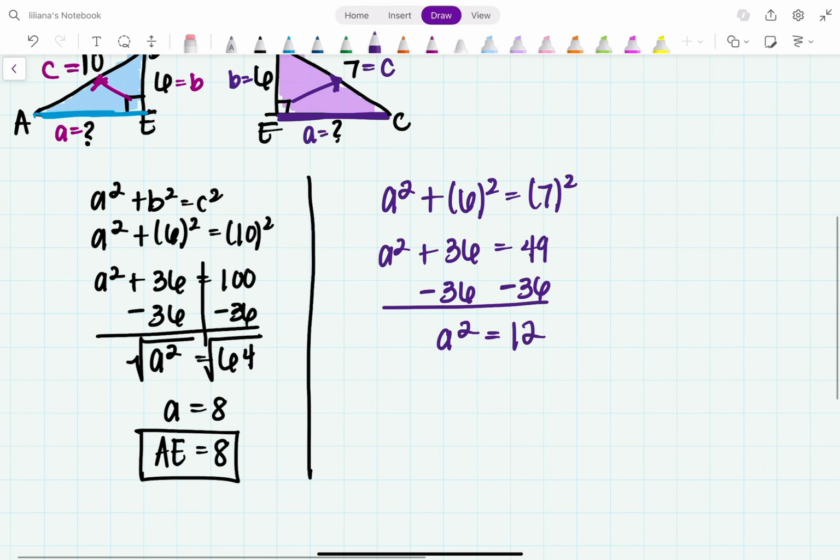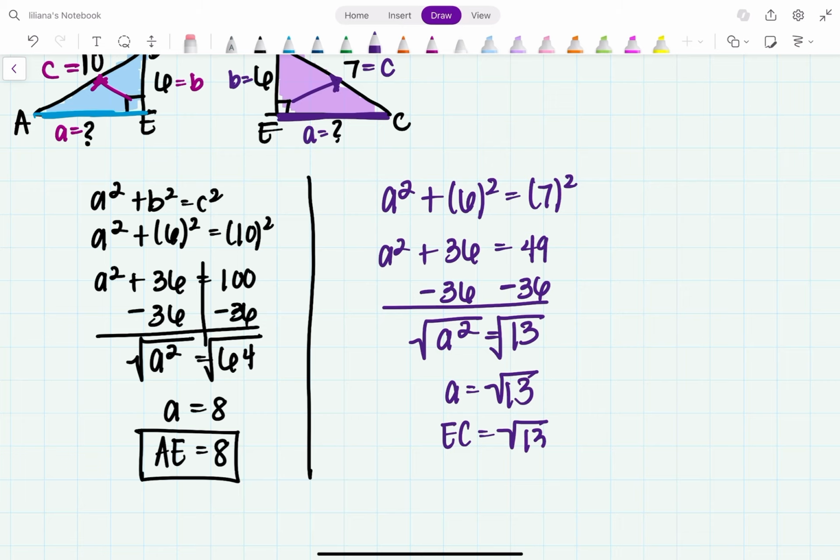And in order to get rid of the square, we take the square root. Actually, it's going to be 13. My mistake, 13. So I'm going to take the square root, and I have A equal to the square root of 13. So EC is equal to the square root of 13.